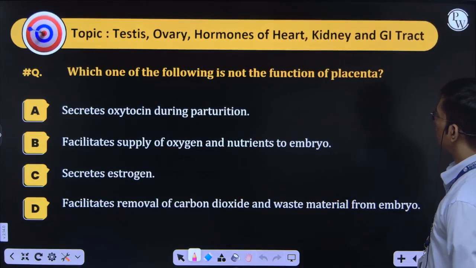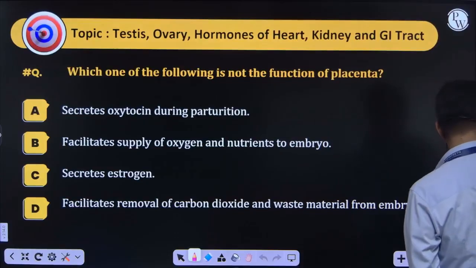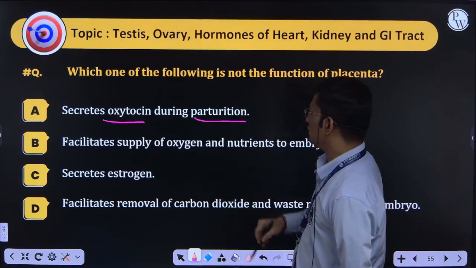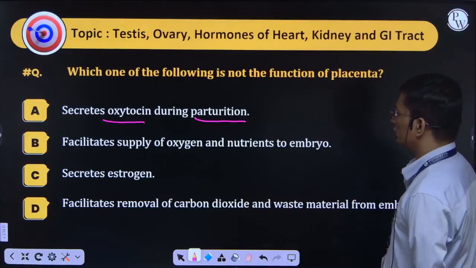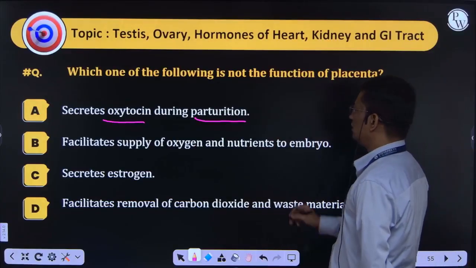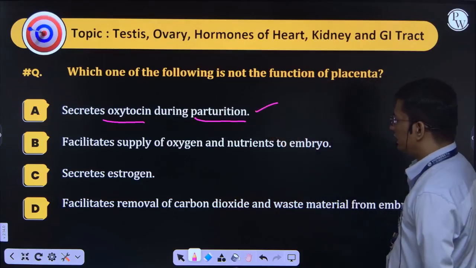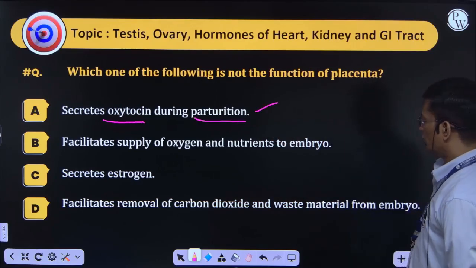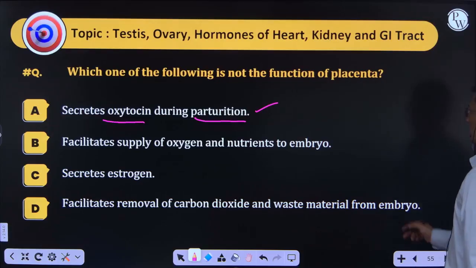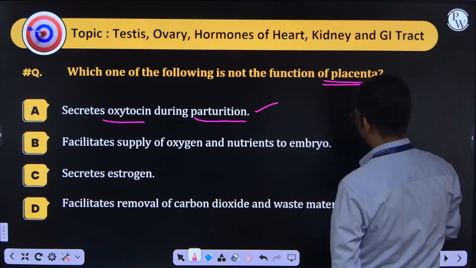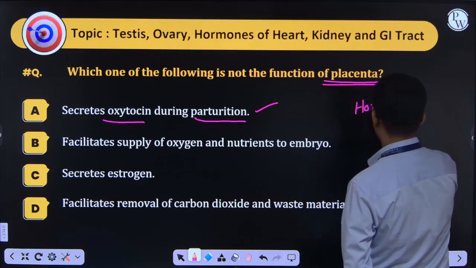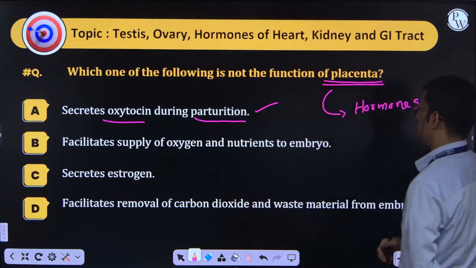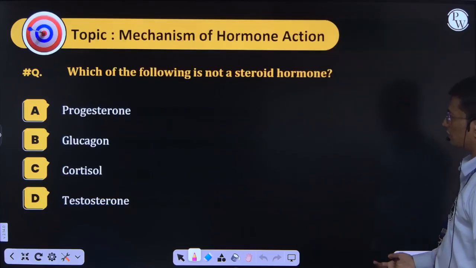Which of the following is not the function of placenta? Secretes oxytocin during parturition. That is not the function of placenta. Oxytocin is not at all secreted by placenta. Facilitating supply of oxygen and nutrients is correct. Estrogen, correct. Removal of carbon dioxide and waste material. So focus on the function of placenta and the hormones secreted by the placenta, which are very important during pregnancy and parturition.